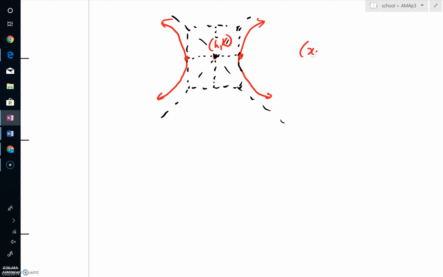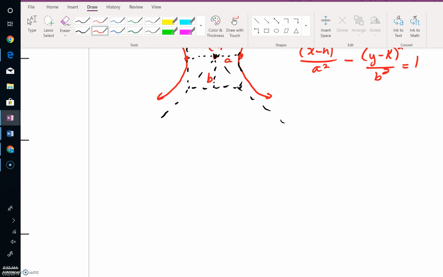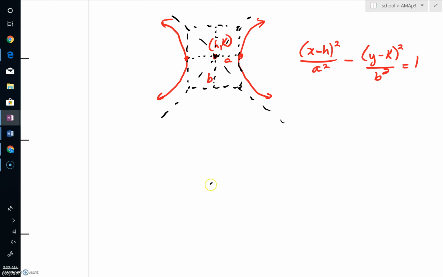So this would be X minus H quantity squared, and this is an A distance, all over A squared, minus Y minus K quantity squared all over B squared. Your B is that vertical distance that you go from the center up and down to create your box, and that's always going to equal 1. But likewise, your hyperbola does not have to open to the right and to the left.